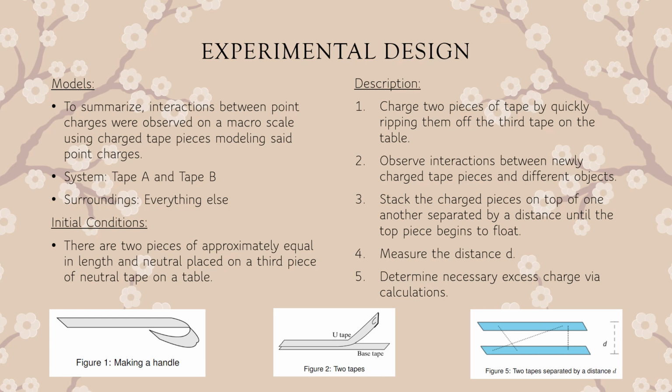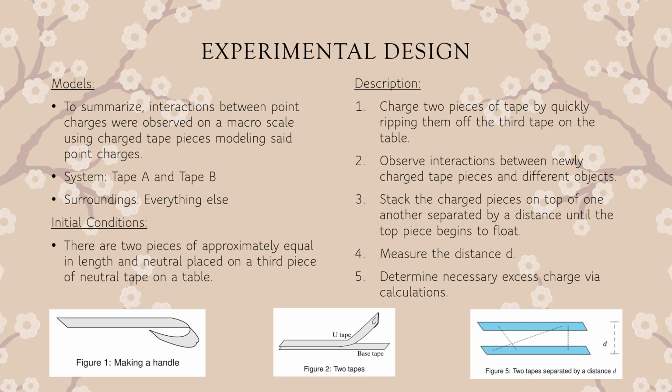And by description, step by step, charge the 2 pieces of tape by quickly ripping them off the third tape on the table, and then observe the interactions between the newly charged tape pieces and different objects. This included my hand, which is neutral, and also a negatively charged pen. We're going to stack the charged pieces on top of each other, separated by a distance, until the top piece begins to float. We will see a picture of that. I think that was earlier in the slides.